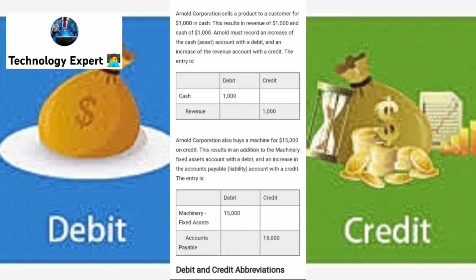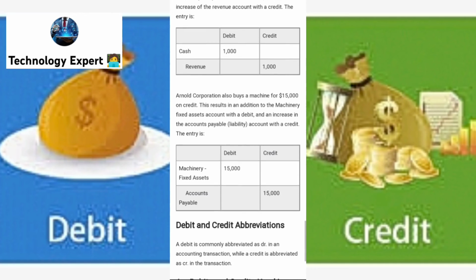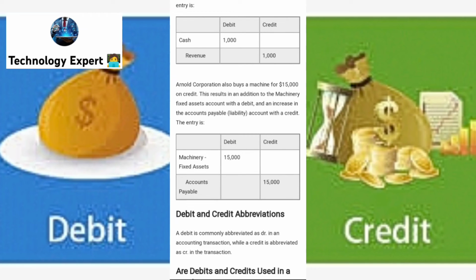Here we have two accounts which are applied. One is the cash account and the second one is revenue. The cash account is debited here and the revenue account is credited with the same amount. As you can see, the balance is equal.